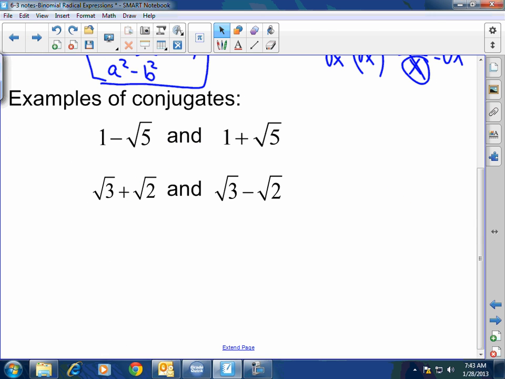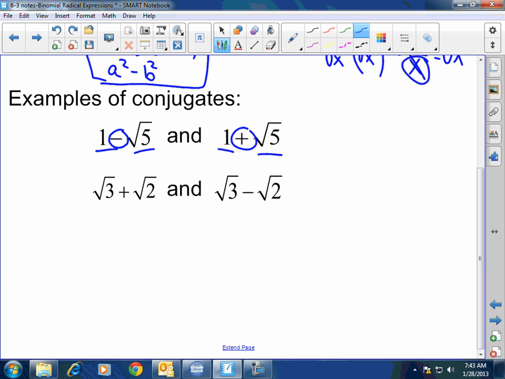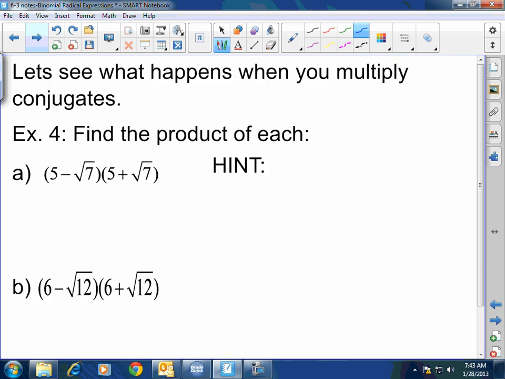Some examples of conjugates: 1 minus square root of 5 and 1 plus square root of 5. Those are conjugates because they're exactly the same terms, 1 and 1, square root of 5 and square root of 5. They only differ because one is negative and one is positive. Square root of 3 plus square root of 2 and square root of 3 minus square root of 2. Those are conjugates too, because they're the same terms but differ in their signs. All right, now let's see how to work with them.